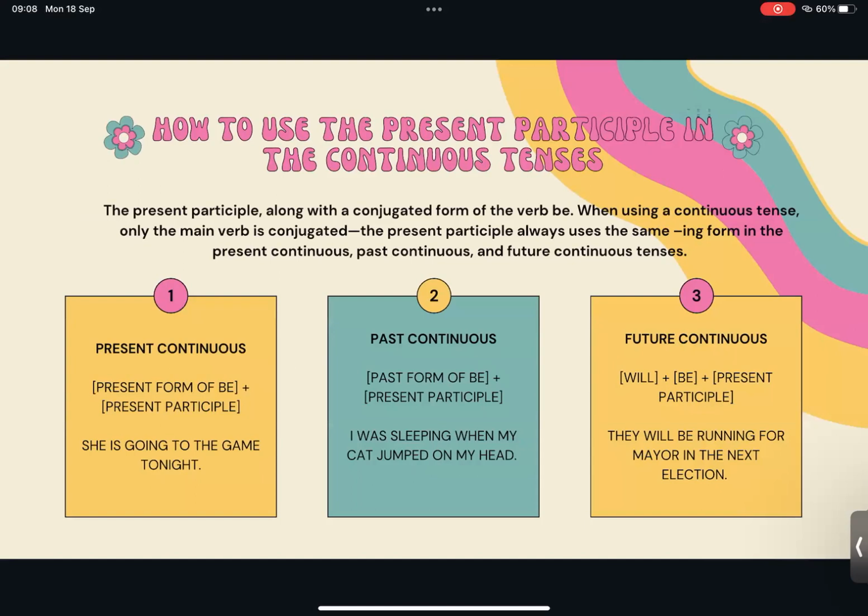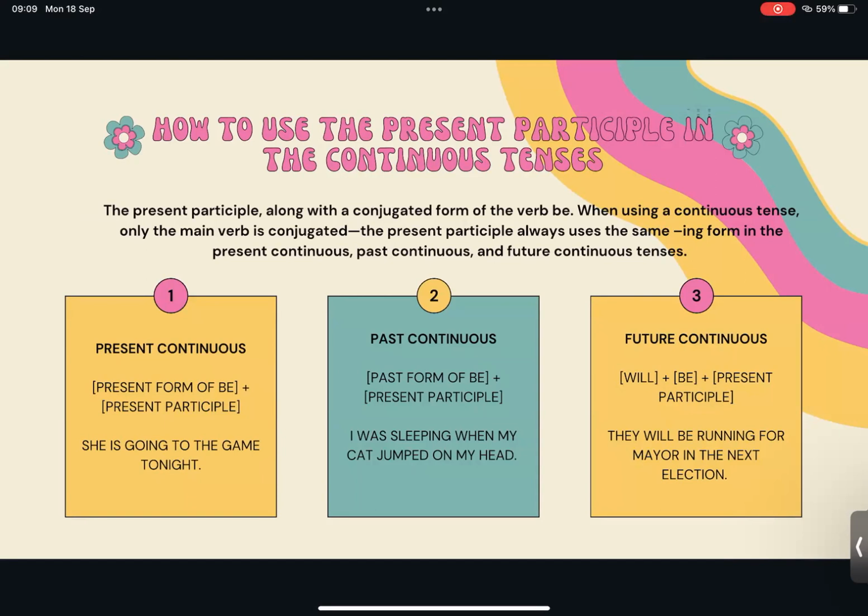How to use the present participle in the continuous tense. The present participle is used along with a conjugated form of the verb be. When using a continuous tense, only the helping verb is conjugated. The present participle always uses the same -ing form in the present continuous, past continuous, and future continuous tenses.